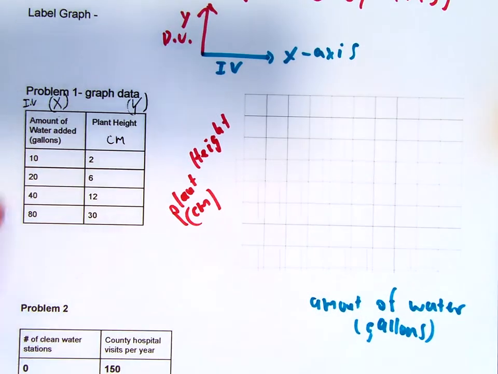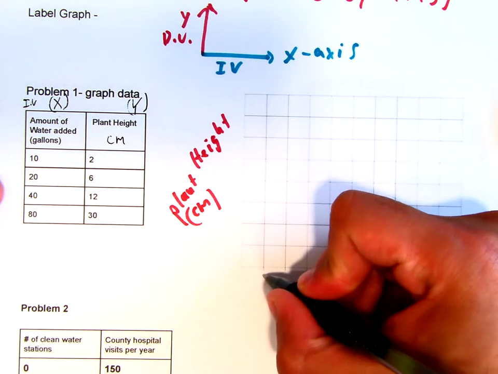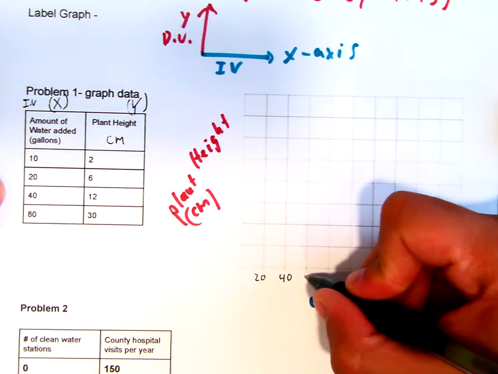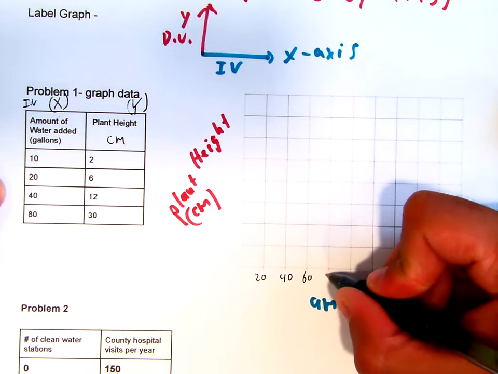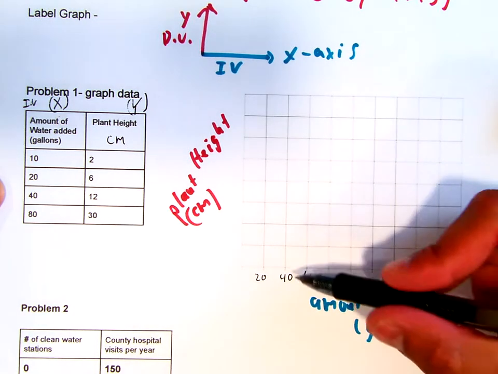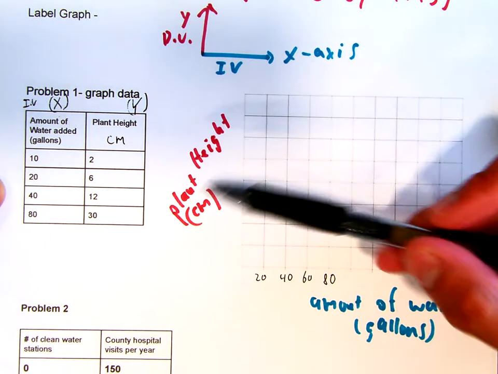So if I'm looking at my data, I have to look at my lowest point and my highest point. My lowest point is 10. My highest point is 80. We can go by 10s or we can go by 20s. I'm just going to go by 20s to make our data a little bit easy. So I'm going to go equal amounts of 20: 20, 40, 60, and 80. I could have gone by 10s as well. That's fine.